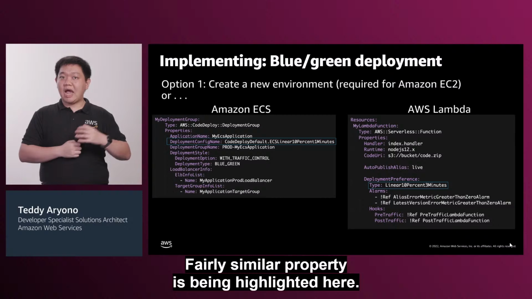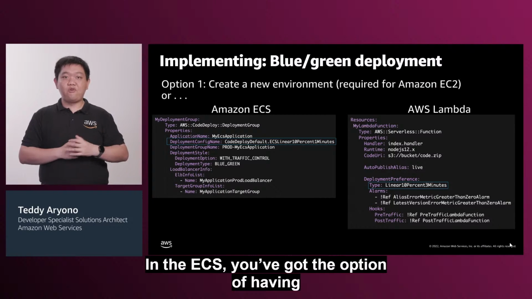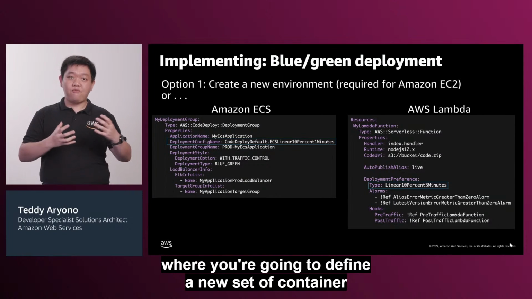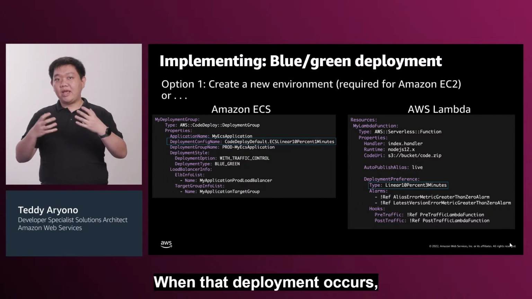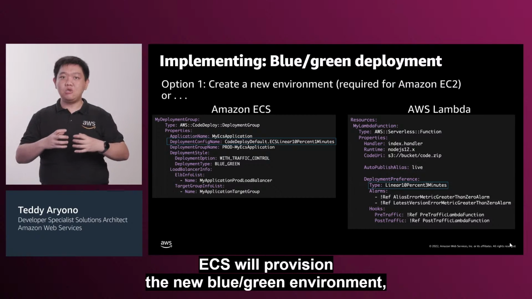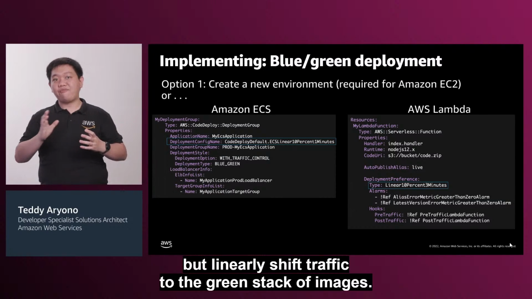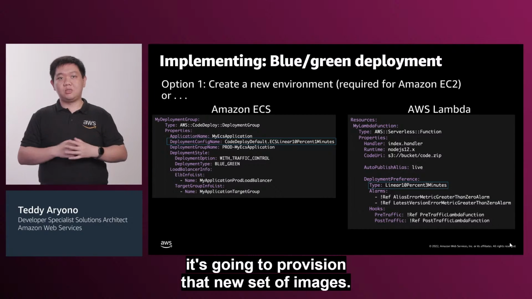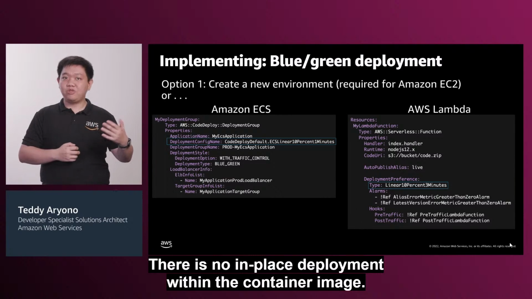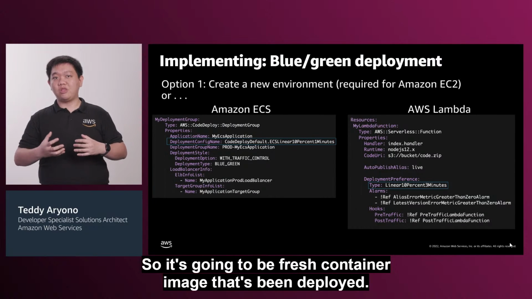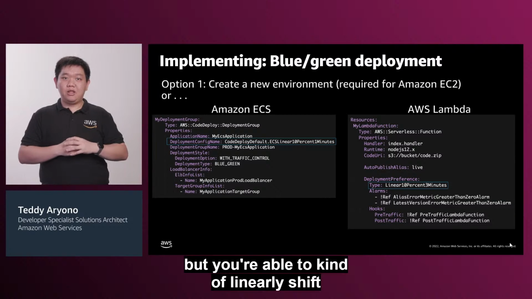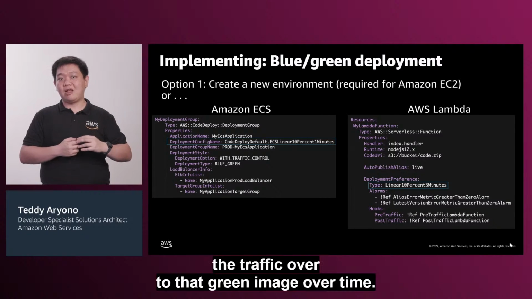Very similar properties are being highlighted here. In ECS, you've got the option of having a built-in blue-green deployment capability where you're going to define a new set of container images for your task. When that deployment occurs, ECS will provision the new blue-green environment, but linearly shift traffic to the green set of images. So even though it's called linear configuration, it's going to provision that new set of images. There is no in-place deployment within the container image. So it's going to be a fresh container image that's been deployed. I put it here in the blue-green category, but you're able to linearly shift that traffic over to that green image over time.